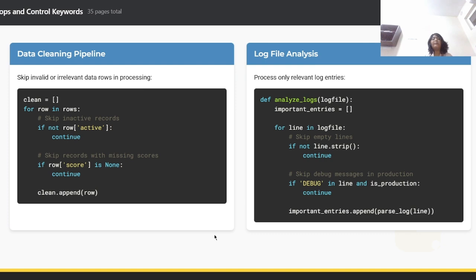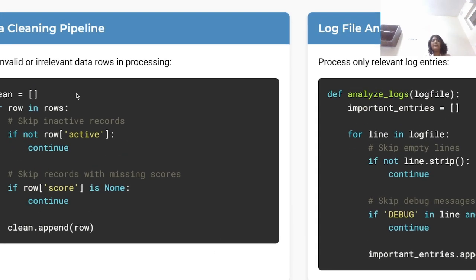Let's see some real world applications. Suppose a data cleaning pipeline. For row in rows, if not row active, continue. So what happens? If a row is inactive, it will skip the inactive part and go back to the active part again. Skip records where, suppose row score is None, continue. So if the score is None, it will continue till there is a score and then it will print the values.